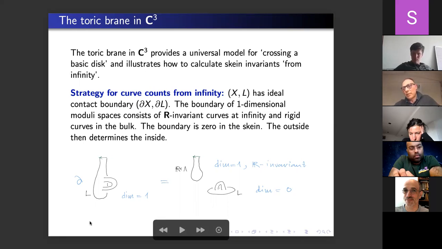When we take their boundary, it will turn out that the boundary consists of curves that move off to infinity in some R-invariant region, and curves that stay inside. We want to count the curves that stay inside, the ones of dimension 0 here. But if we know the curves at infinity, which is often a much simpler task, some finite count, then we can solve for the curves inside. So let me try to carry this out for the toric brane.